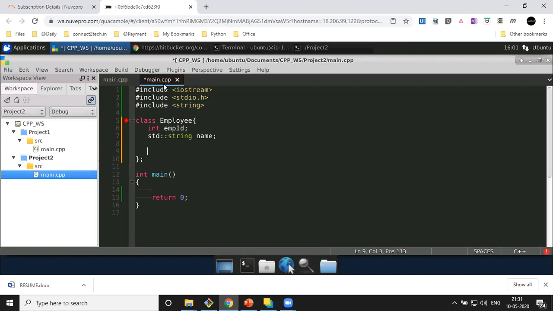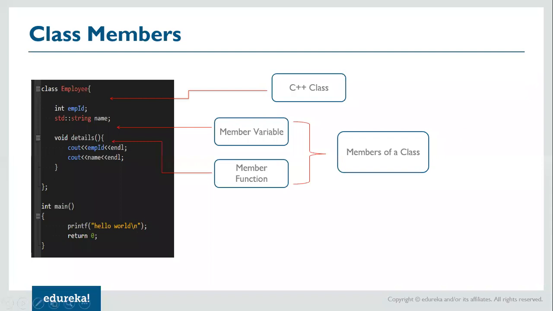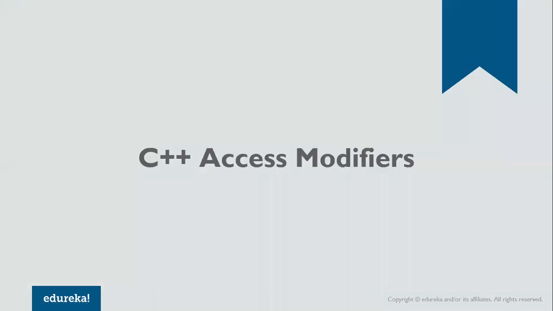Now let me go ahead and create a method. I'll say void details. You can give any name you want. I'm giving here details, open close bracket, and then I can say cout, I can display these values, right? So basically the point here is I'm just creating these member attributes and member functions. Okay, so coming back to our slides here, let's move on to the next slide.